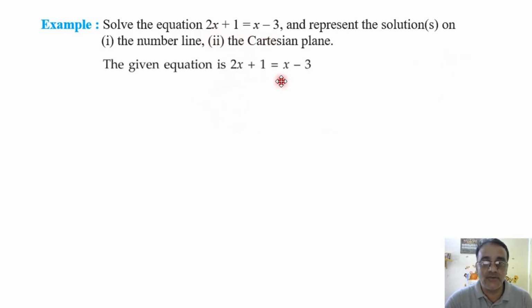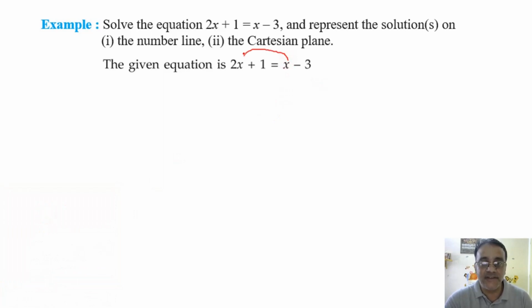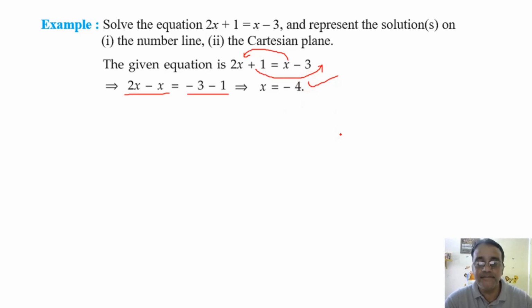The given equation is 2x plus 1 equals x minus 3. So shift x to this side, it will be minus x, and shift plus 1 to this side, and it will become minus 1. So 2x minus x will be x, and minus 3 minus 1 will become minus 4. See, when we shifted x here, minus x came, and shifting plus 1 here, minus 1 came. So x equals minus 4. Any doubt here?